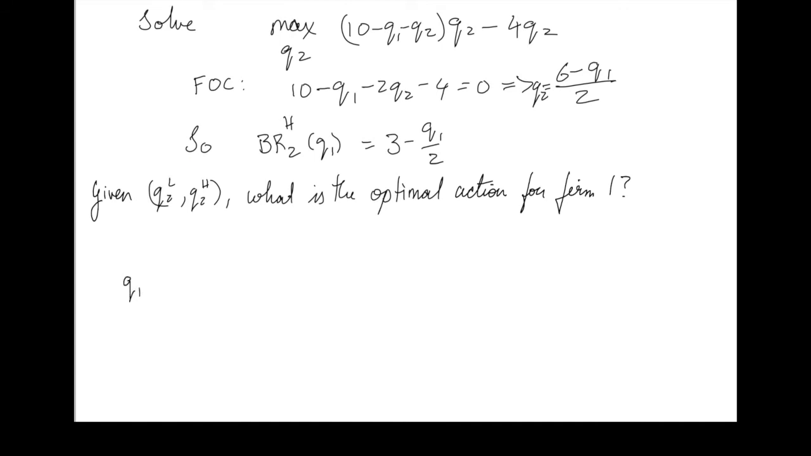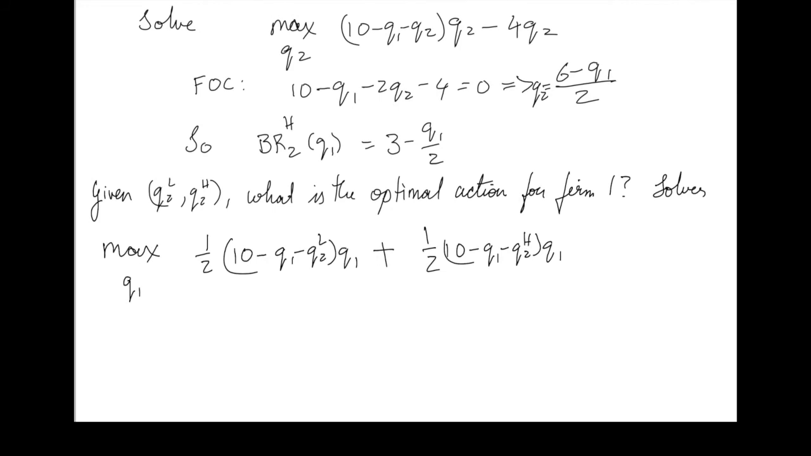what is the expected profit of firm 1? Well, when firm 2 is of a low type, the profit is 10 minus Q1 minus Q2L times Q1. When firm 2 is of a high type, the profit is 10 minus Q1 minus Q2H times Q1. Each of these occurs with probability 1/2. So the expected profit is this. So the optimal action for firm 1 solves the following maximization problem. Pick Q1 to maximize the expected profit.